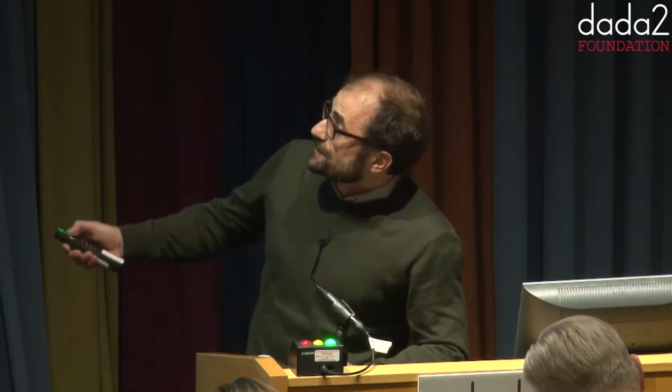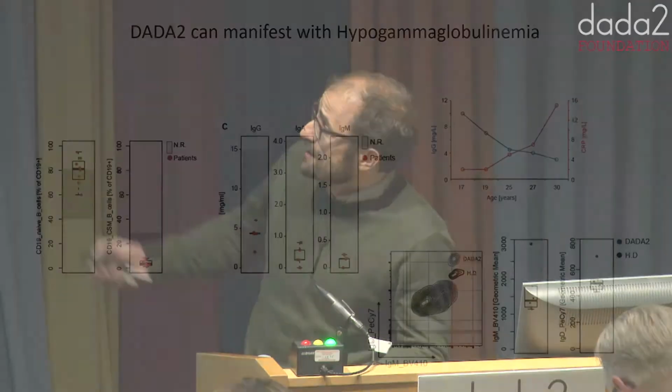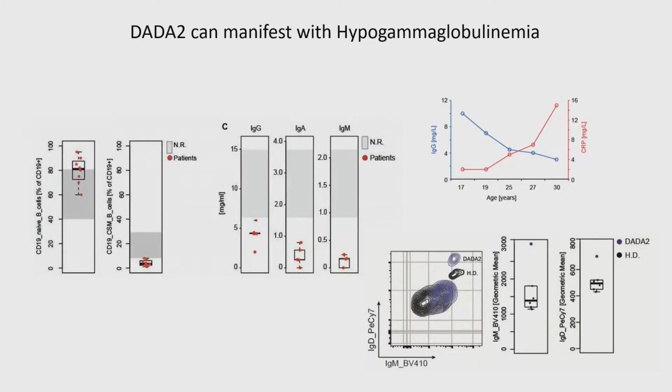So, as many of you have heard this morning, ADA2 deficiency can manifest with hypogammaglobulinemia, and this hypogammaglobulinemia is responsive to treatment of inflammation. This is the reason why we wanted to understand the mechanism leading to this kind of physiopathology in ADA2.